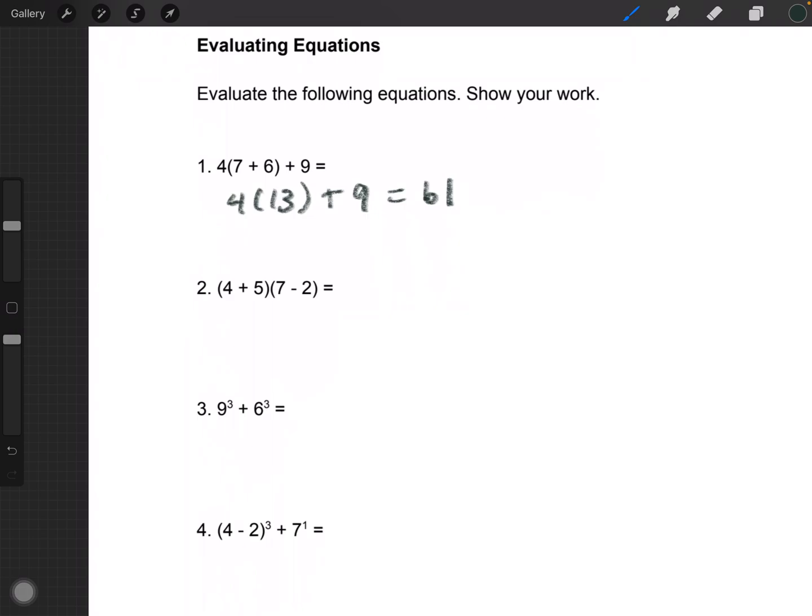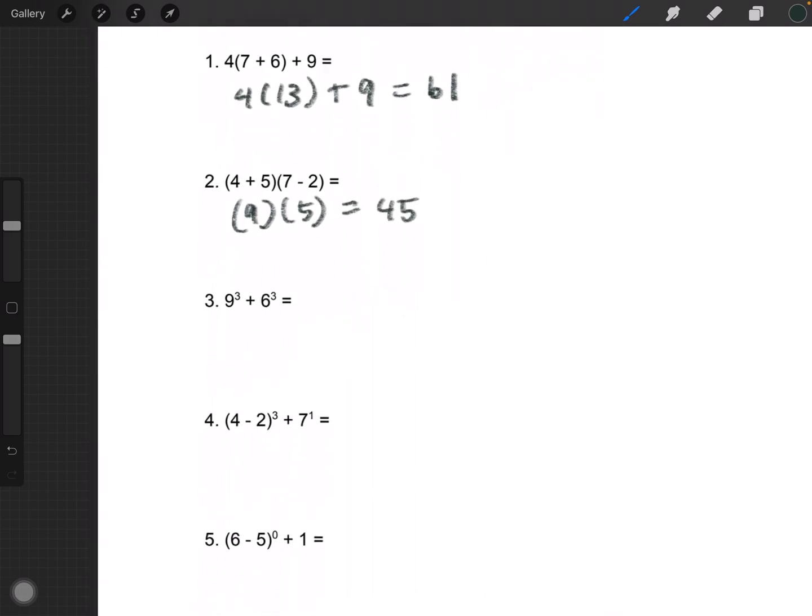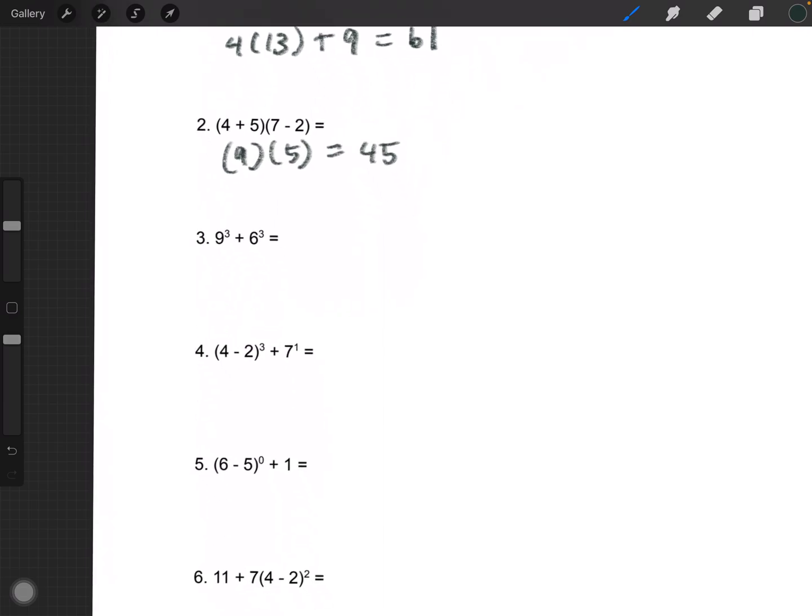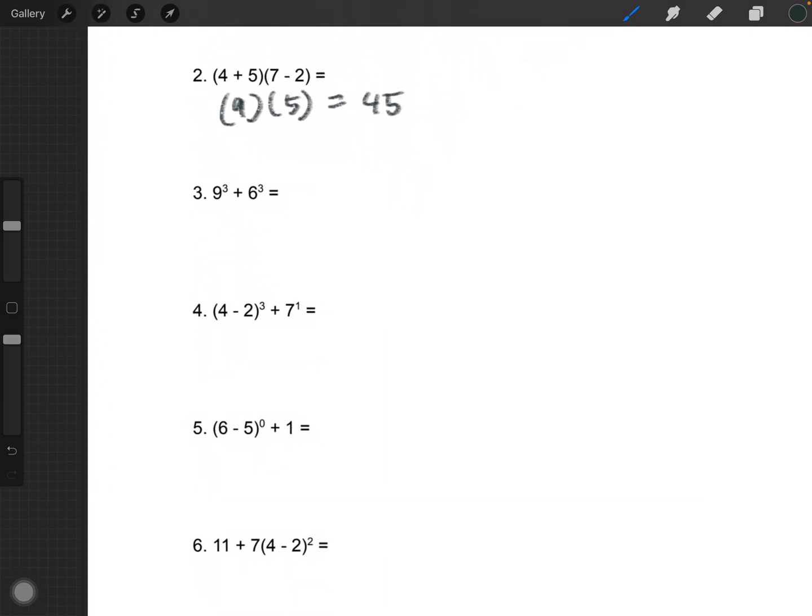This one, you can do 4 plus 5 equals 9, multiplied by 7 minus 2, which is 5, and you get 45. This one we have to find the powers, 9 cubed plus 6 cubed, which I will not do because I will need a calculator if I want to do that quickly. Number 4, you can say 2 to the 3rd power plus 7 to the 1st power, which is just 7, so we have 8 plus 7, which is equal to 15.